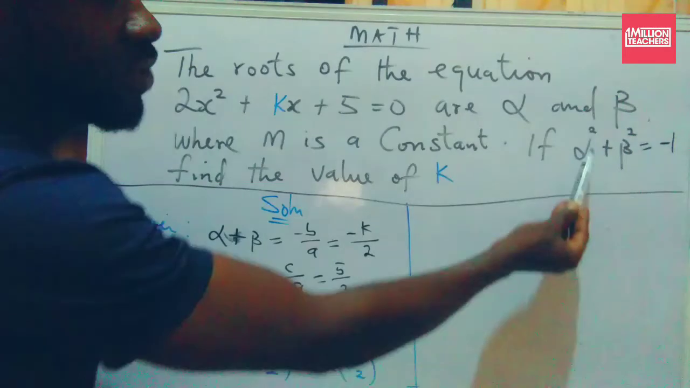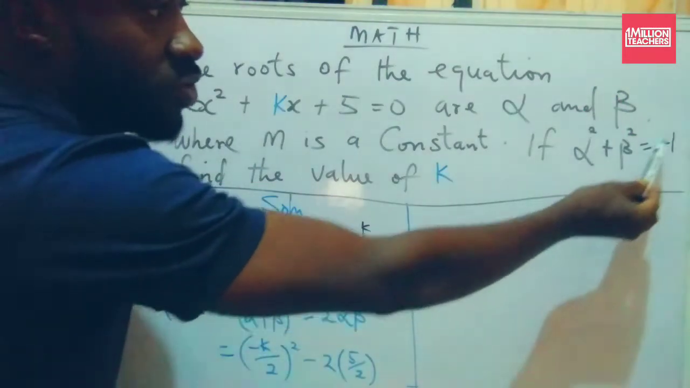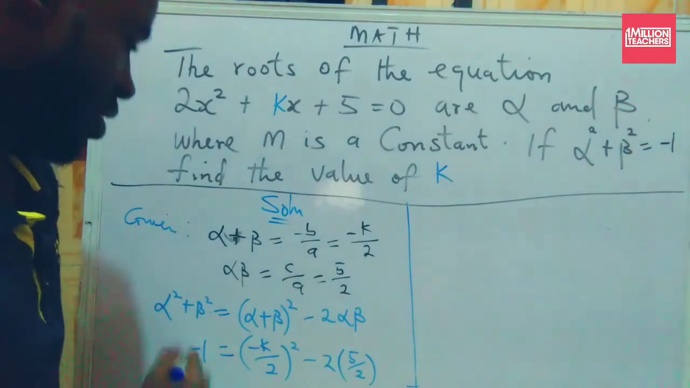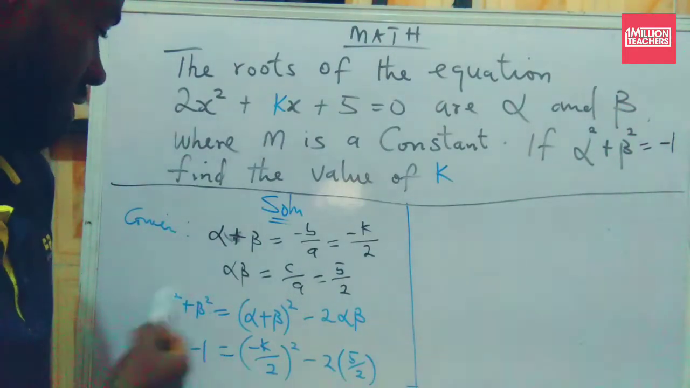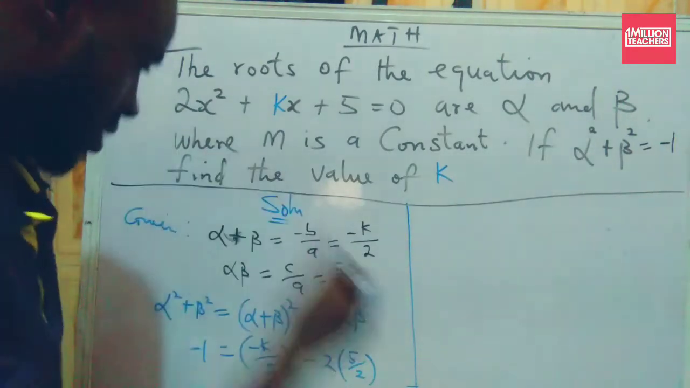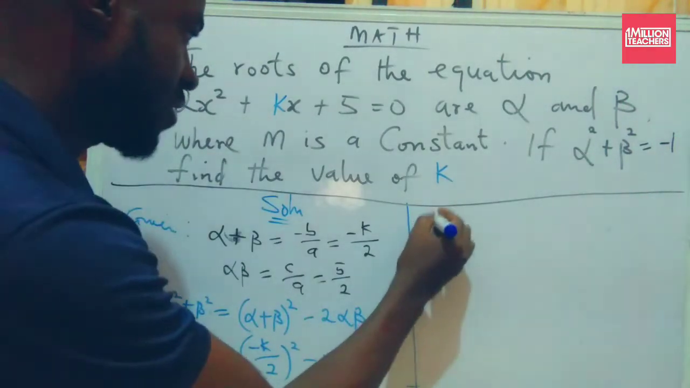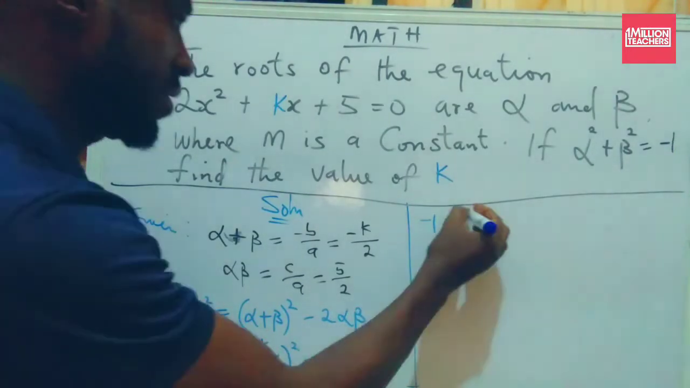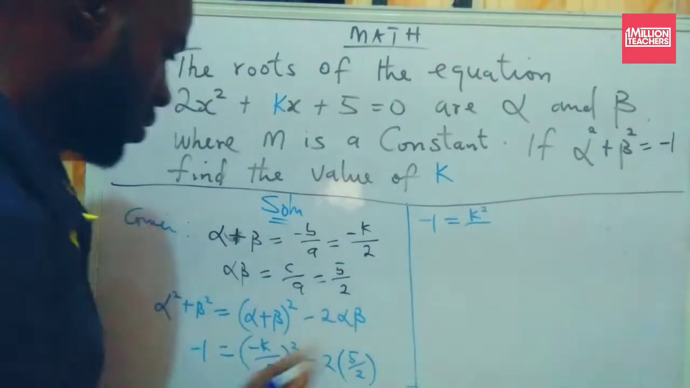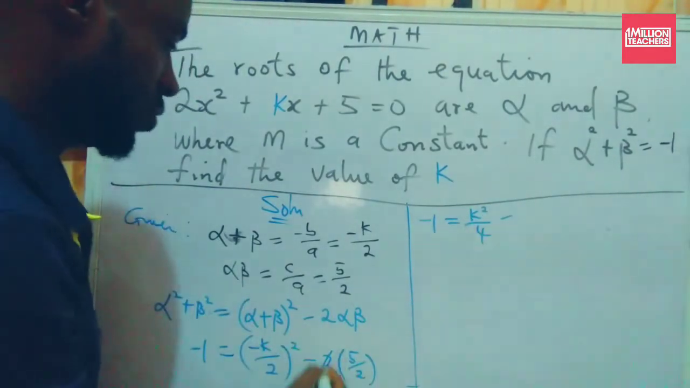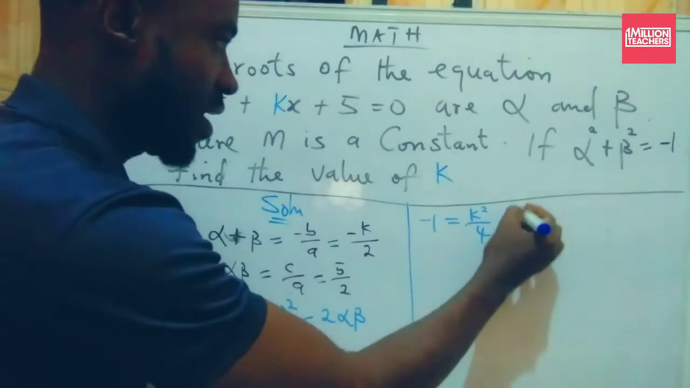Now also recall that we said alpha squared plus beta squared is equal to minus 1. So on this left hand side, I can put minus 1 to replace alpha squared plus beta squared, because it's given to us. So let's work on that now. Minus 1 equals, from here, minus k squared is the same thing as k squared, over 2 squared, which is 4. From here, this 2 cancels out this 2, so I'm left with 5.